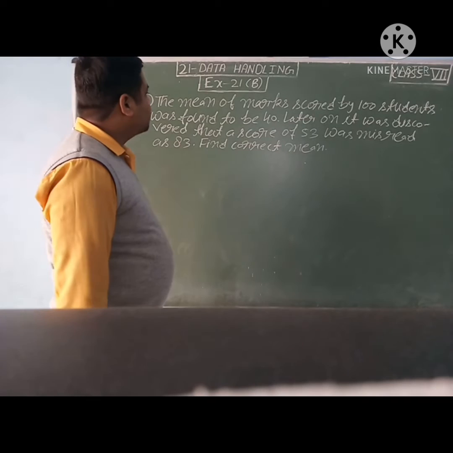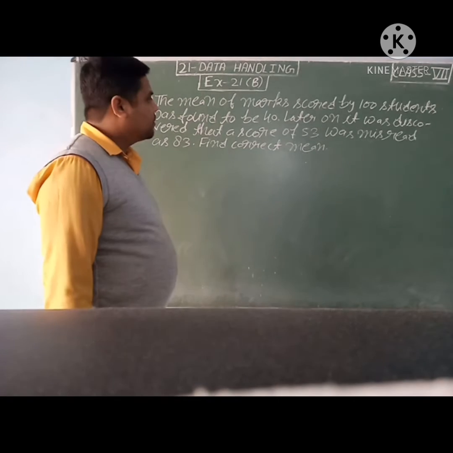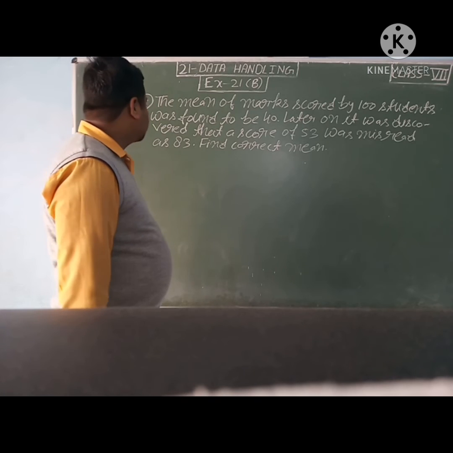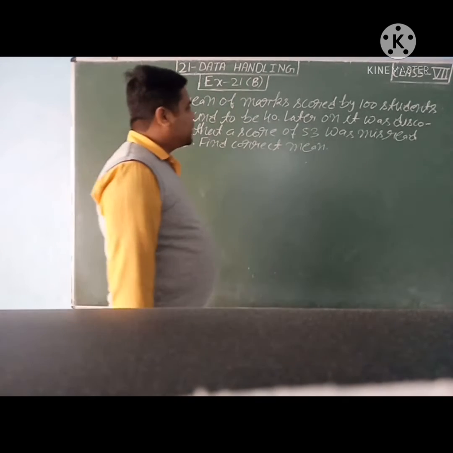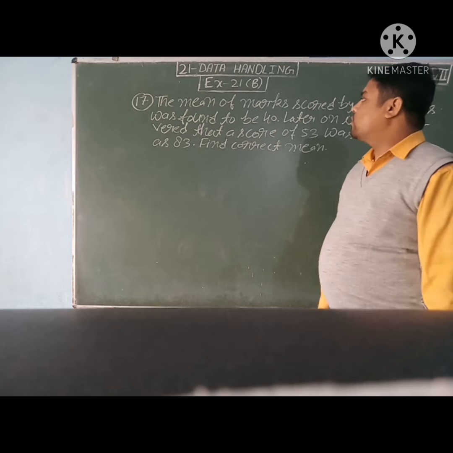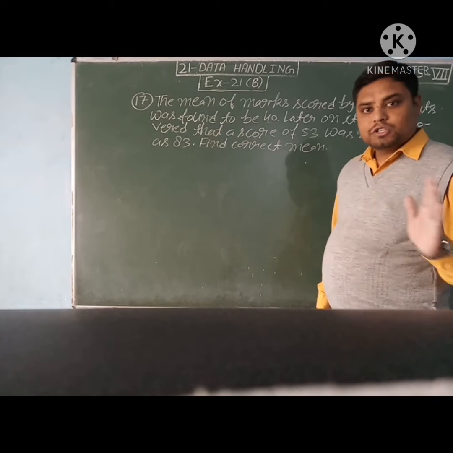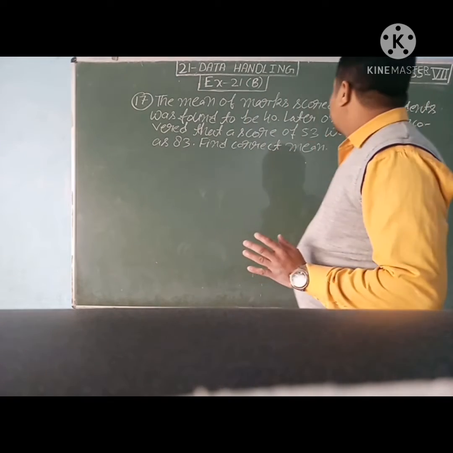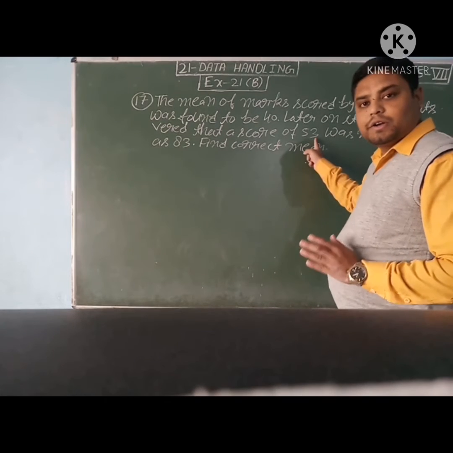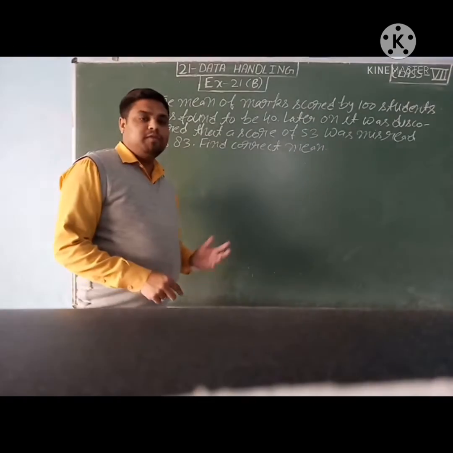Now students, question number 17. The mean of marks scored by 100 students was found to be 40. Later on it was discovered that a score of 53 was misread as 83. Find the correct mean. So the mean was coming 40, but after checking, it is found that the mark which was 53 was misread as 83.